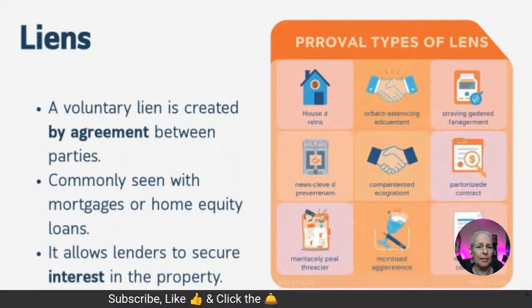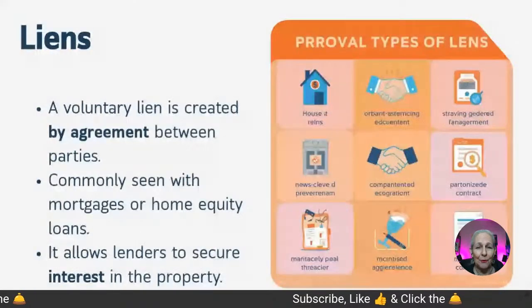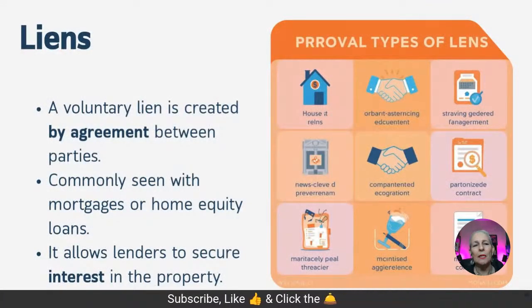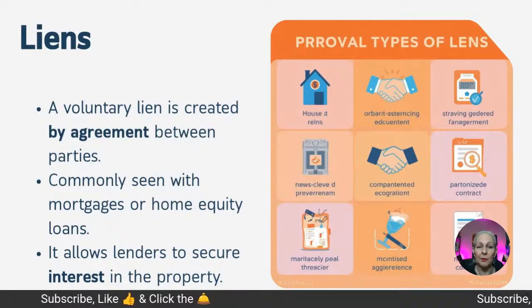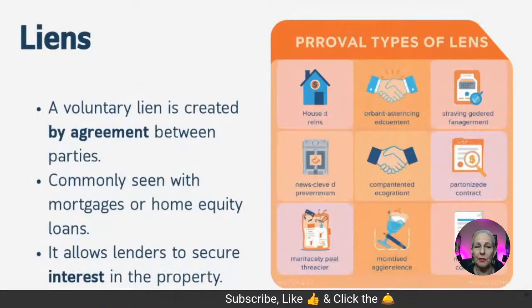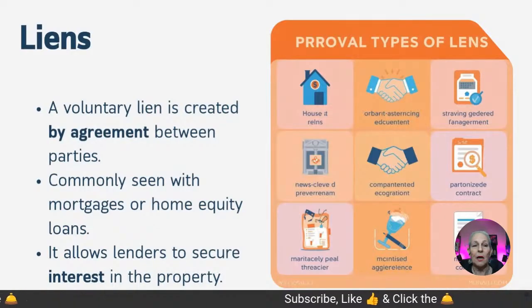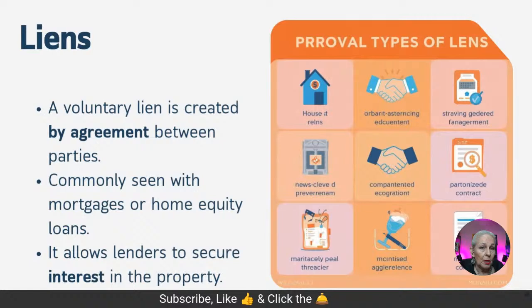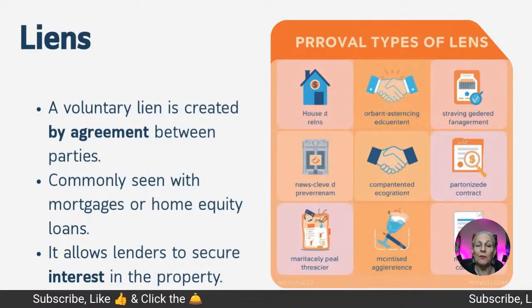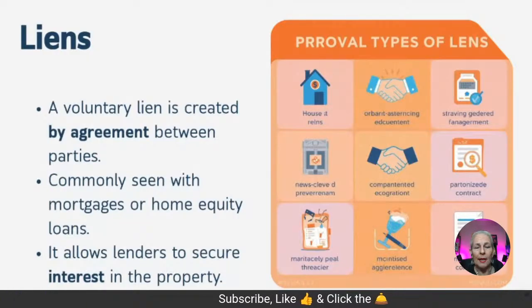Liens. What are liens? And by the way, I think this is a dual language, different types of liens. So a voluntary lien is created by agreement between parties. This could be a mortgage loan to buy a house, or to refinance the house, or it could be an automobile on a loan. So the lender has a lien on the title of the automobile, the vehicle. If it's a home, they'll have a lien on the home until it's paid for.